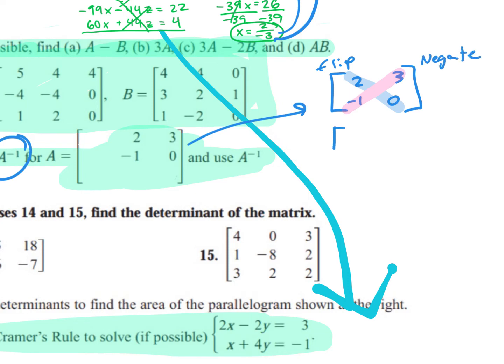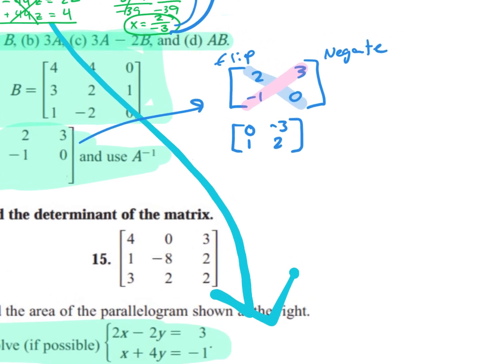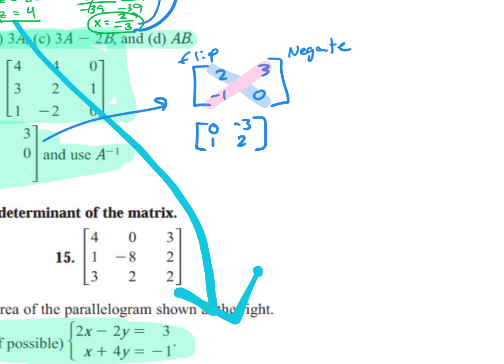Which one's your major, which one's your minor? The one that starts in the upper left-hand corner is your major. So like the first number, that's your major. So we flip the majors, so that'll be 0 and 2, and negate the minors, so -3 and +1 now. And then what do I have to multiply it by? One over the determinant, which our determinant is the majors multiplied together, so that would be 0, minus the minors multiplied together. So that would be -3. So that turns into 1 over 3. So we just multiply 1/3 to everything.